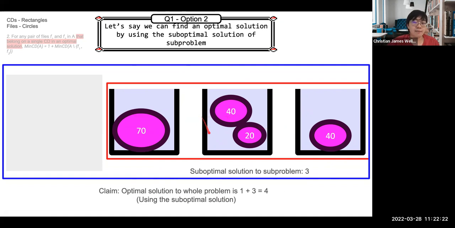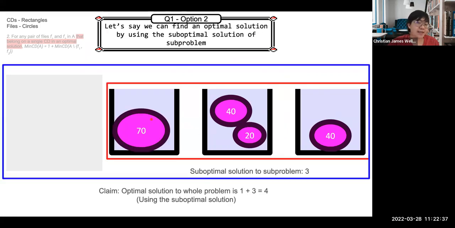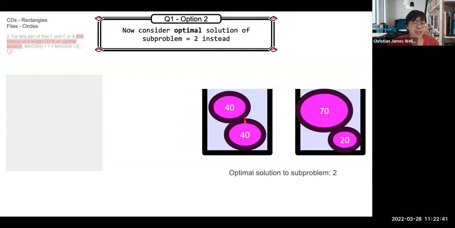So, because we say that, oh, okay, that's always possible. Now what happens? Let's replace the non-optimal answer with the optimal answer. The optimal solution to the sub-problem is actually just 2 CDs, right? Earlier, I said that the not so optimal answer is 3 CDs. But the optimal answer can require just 2 CDs.